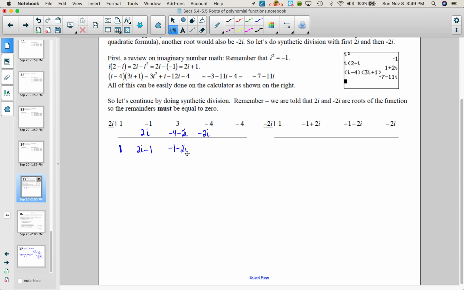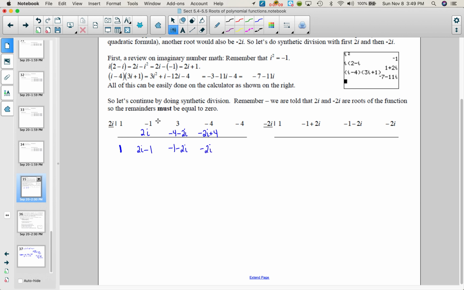2i times 2i is 4i squared. But remember, i squared is negative 1. So 2i times 2i is negative 4. But it's minus a negative 4, so it's going to change it to a plus 4. And then I add, and the 4's cancel out. I'm left with negative 2i.